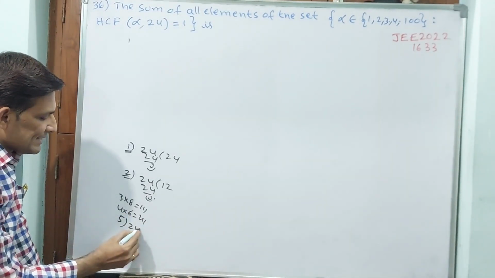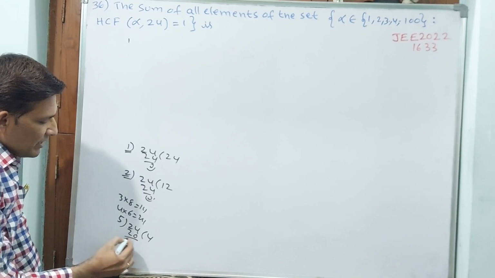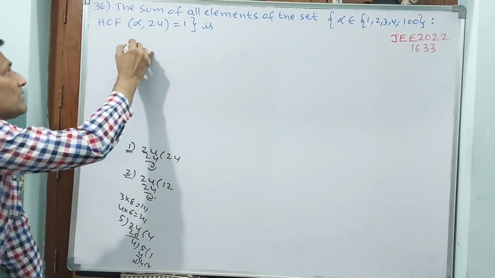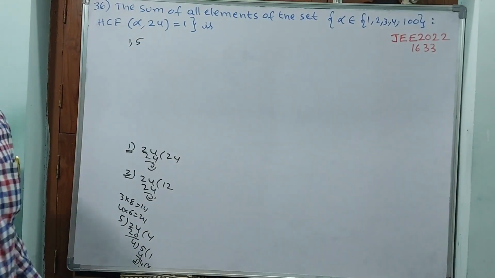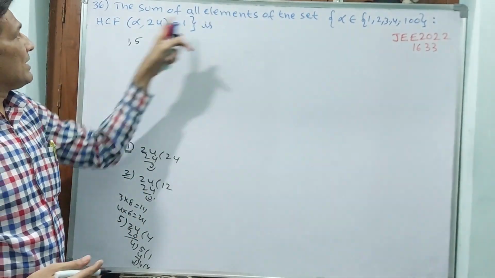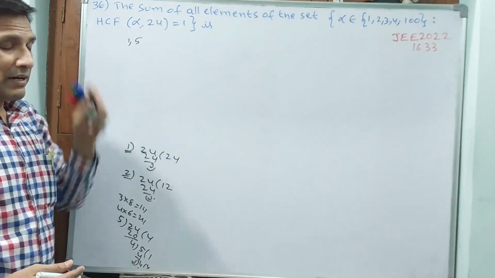5 again you can take. 5 4s are 20, 4 will come. 4 1s are 4, 1 will come. Again 1 4s are 4, that means 1 will be the HCF. That means after 1, 5 will come. They are asking this list and sum. The sum of all elements, HCF of alpha with 24 should be 1.